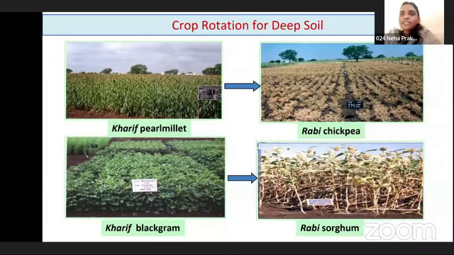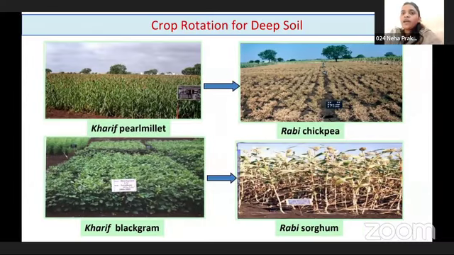The another practice is that is a crop rotation. After growing of the kharif crop, we have to move for the rabi crop, cultivation of that rabi crop. In that picture you can see that after cultivation of the kharif pearl millet, we have to go for the rabi chickpea. After cultivation of that kharif black gram, we have to move for the rabi sorghum. So this crop rotation for the deep soil is there. We have to grow for the crop rotation to maintain or sustain our soil fertility.